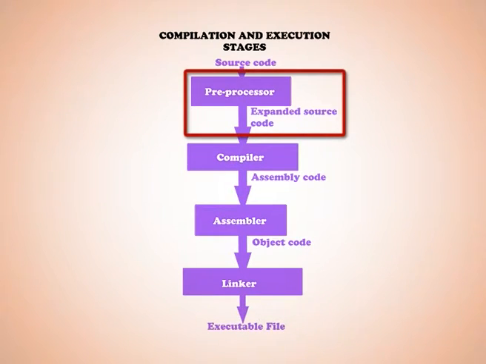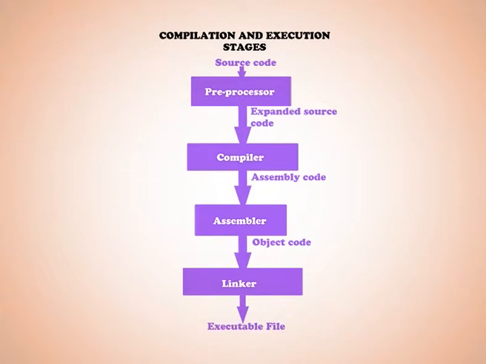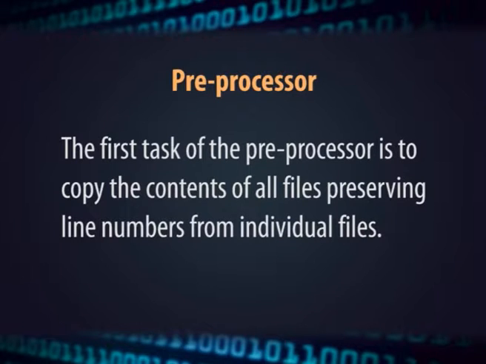A source program may be divided into modules, stored in separate files and may consist of macros. A preprocessor organizes the modules stored in these separate files in such a manner that the entire code can be efficiently processed by the compiler. The preprocessor thus is not part of the compilation process. The first task of the preprocessor is to copy the contents of all files, preserving line numbers from individual files.